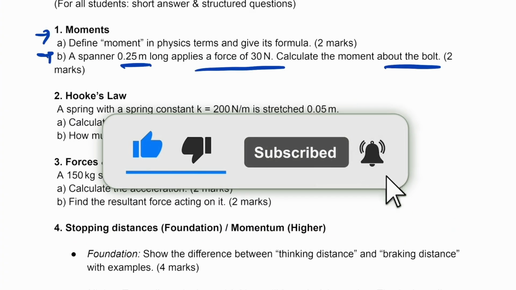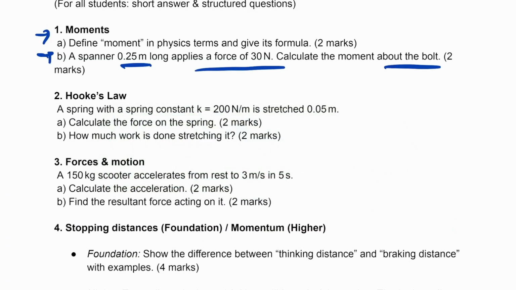Okay. Right, next topic that you might need to revise for your paper 2 exam that might come up is all about Hooke's law. So you've got the question here: a spring with a spring constant k equals 200 newtons per meter is stretched 0.05 meters. And the first question in A is asking us to calculate the force on the spring. So ChatGPT thinks that this question could come up. And so how do we solve this one?